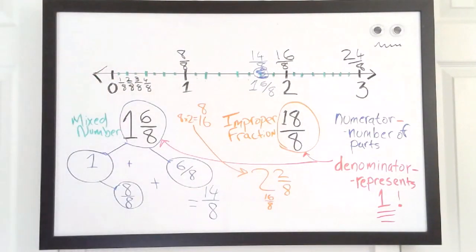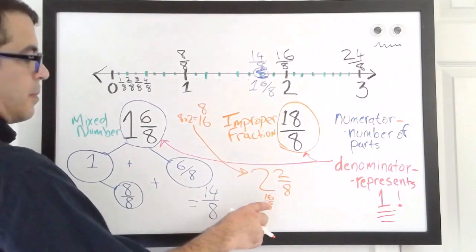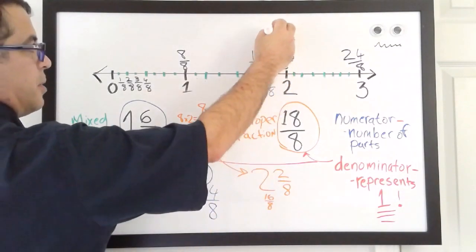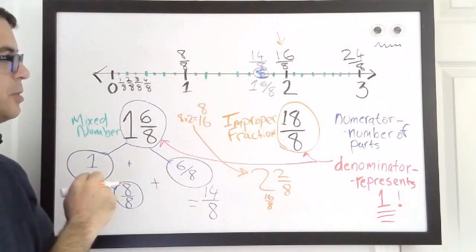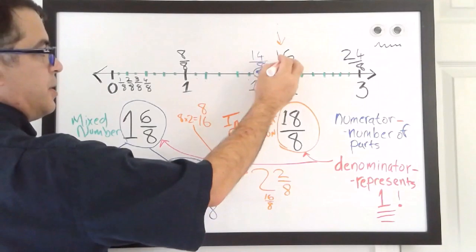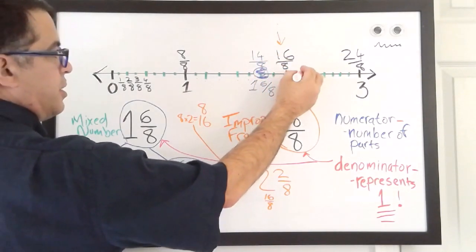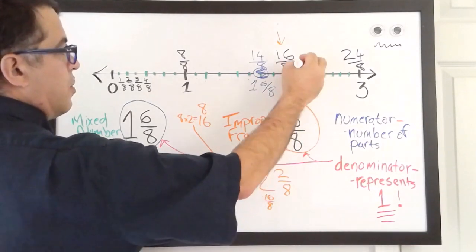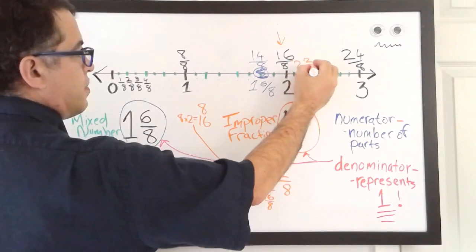Let's look at it on the number line. Okay, so first of all, let's find 16/8. Here it is right here. 16/8 is actually 2 whole numbers. And then I can go 16/8, 17/8, 18/8. There it is right there. There is 18/8, or 2 and 2/8.